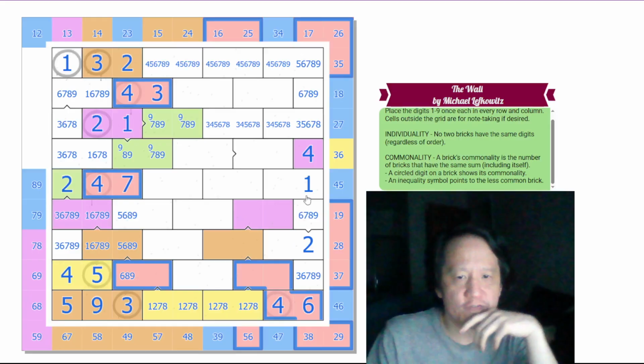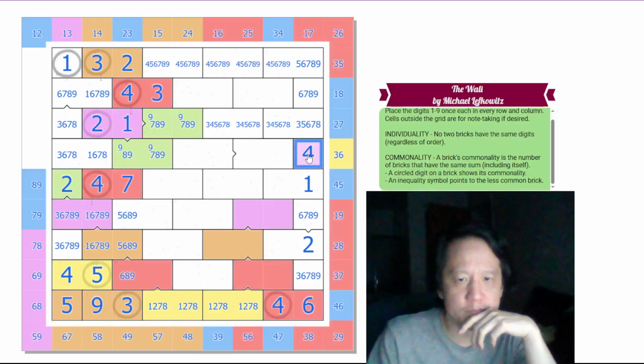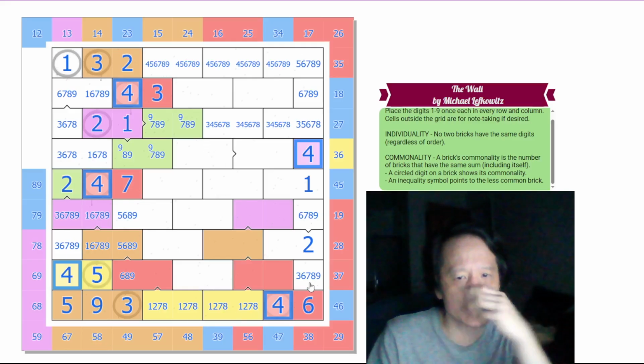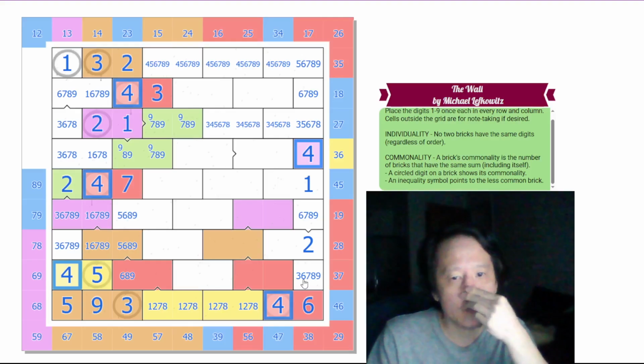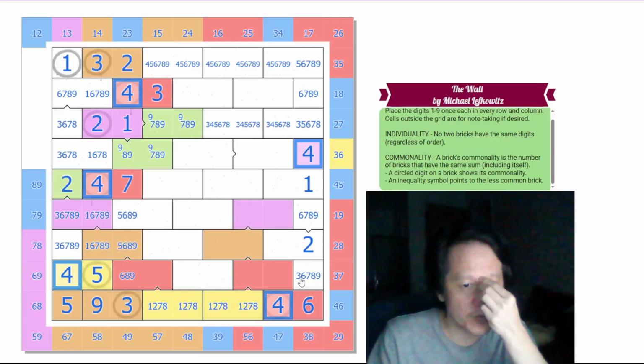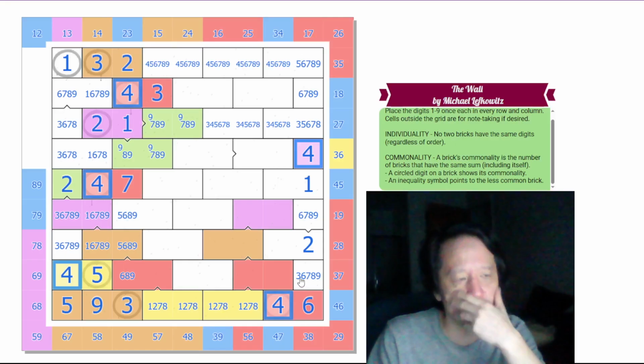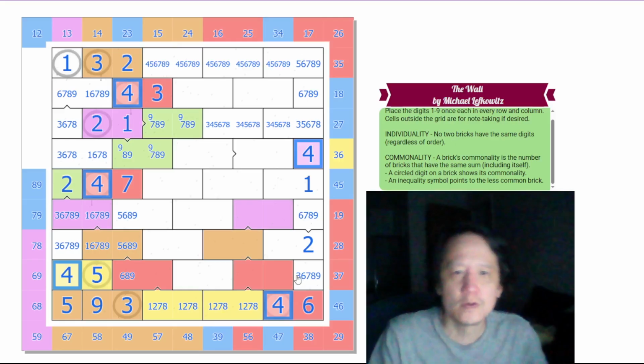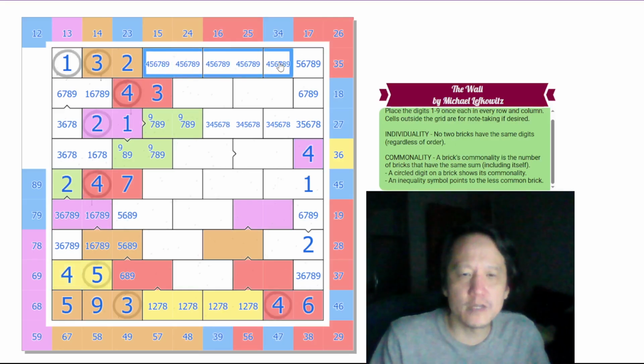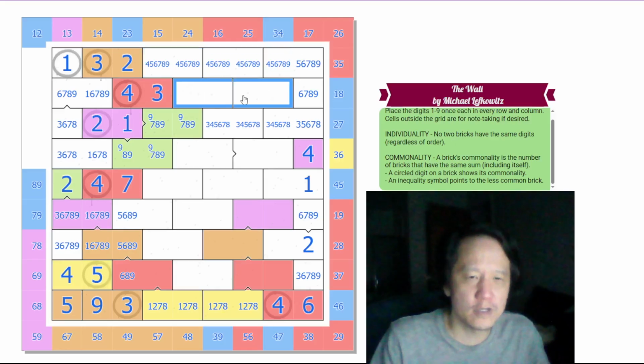So all the 4s, we have already accounted for 4, 6, 4, 7, 4, 3, 4, 5. So 4, 5, 4, 6, 4, 7, 4, 3. We need 4, 8, 4, 9, and 4, 1, and 4, 2. Well, 4, 2 can't be here.